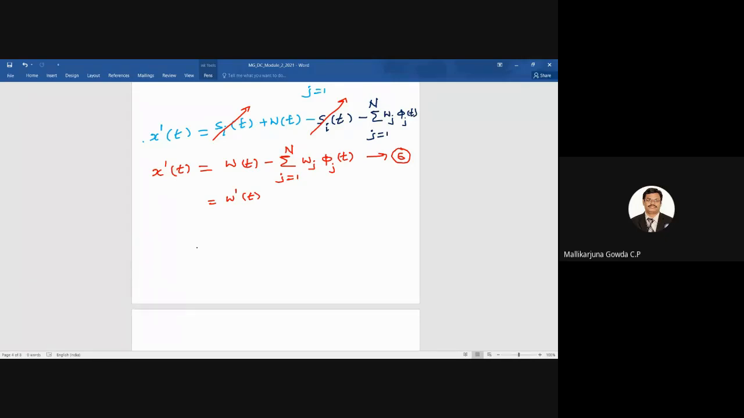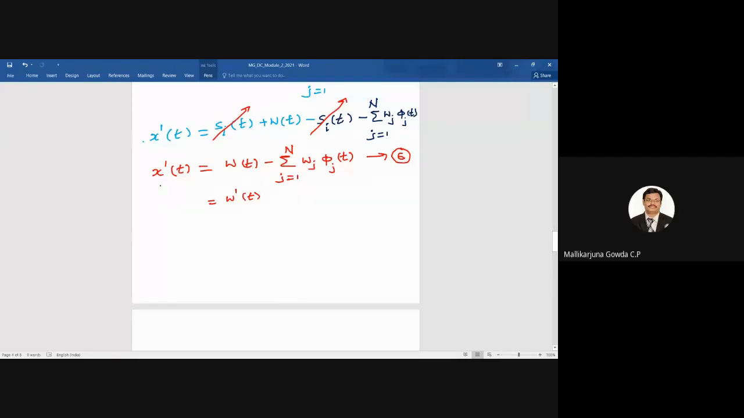What is this x dash of t? It is the sample function of the new random process or new stochastic process X dash of t, right? Does it depend on the deterministic signal Si of t, or does it depend only on the channel noise? I'm asking. Hope you understood my question. Yes, sir, it depends on channel noise, sir.